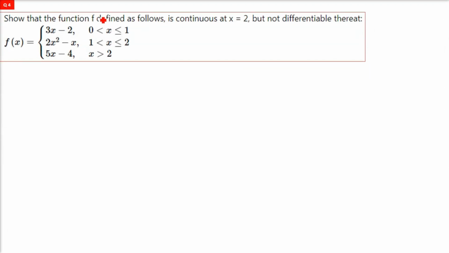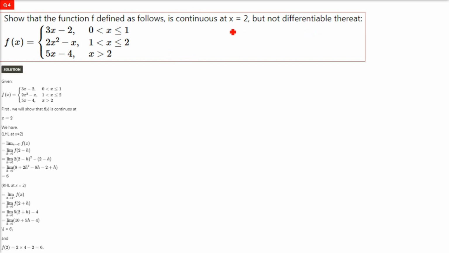Show that the function f defined as follows is continuous at x equals 2 but not differentiable at this point. So you have to show it to be continuous, and you also have to show that in spite of being continuous, it is not differentiable. Alright? So you just see the variation. These intervals are very important. And we always check in between where the function is changing.